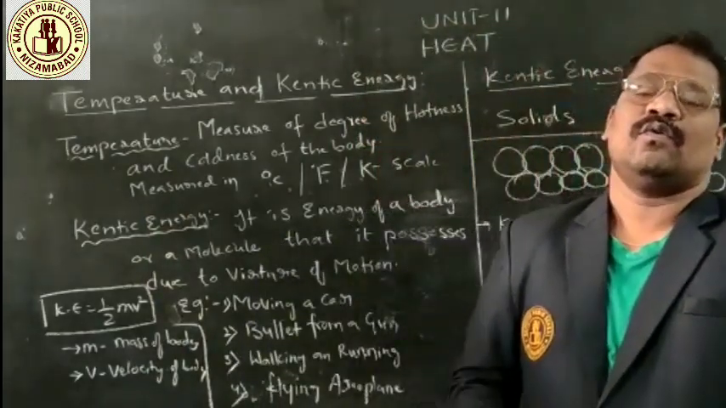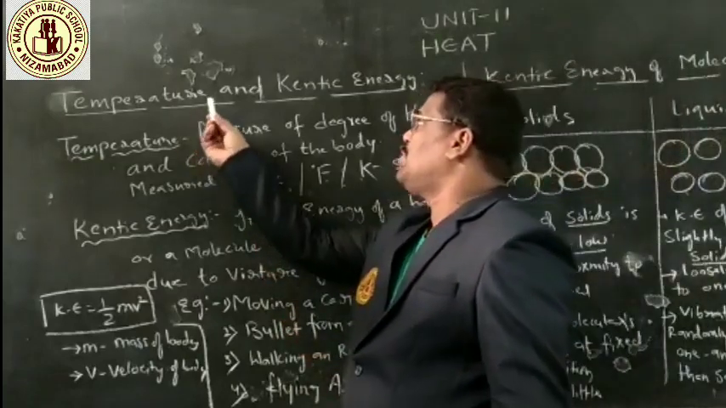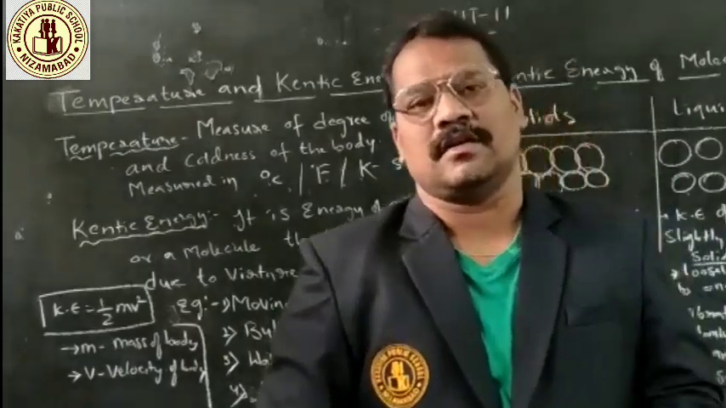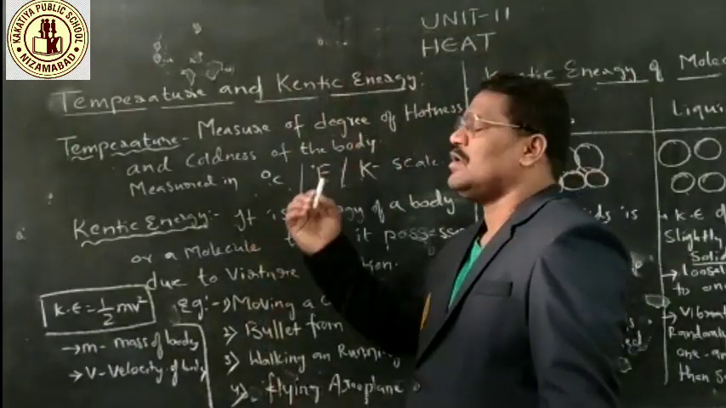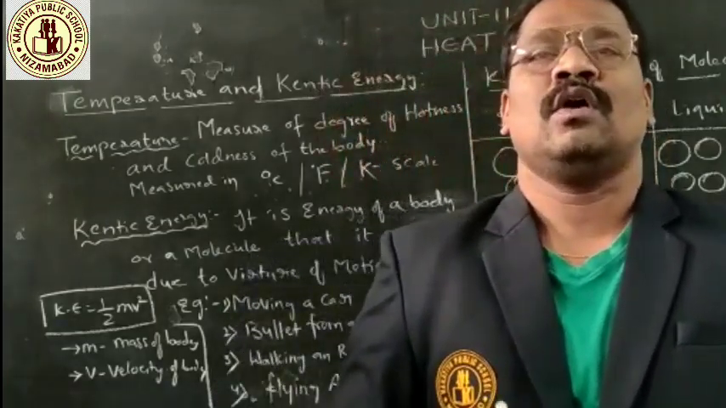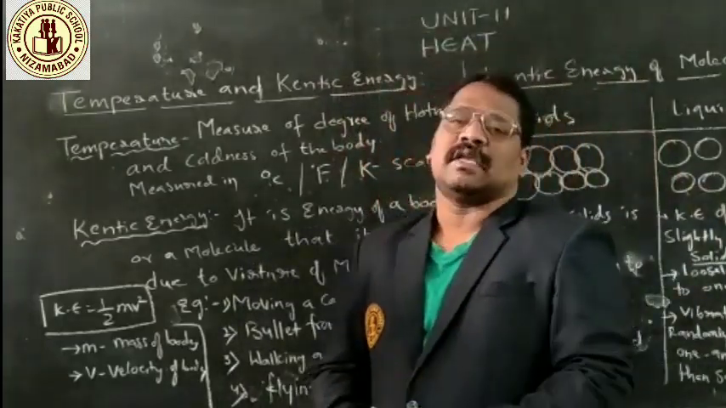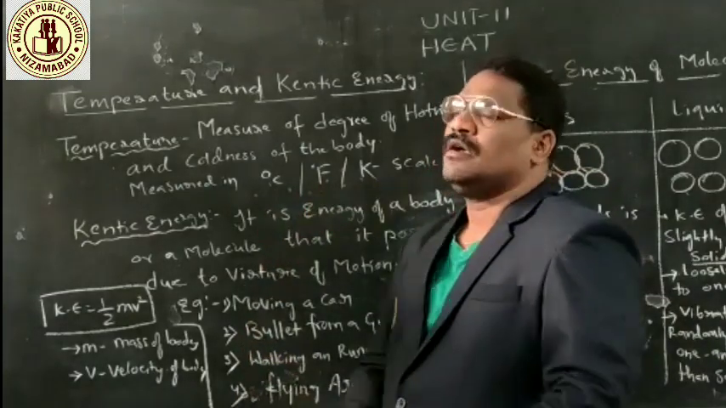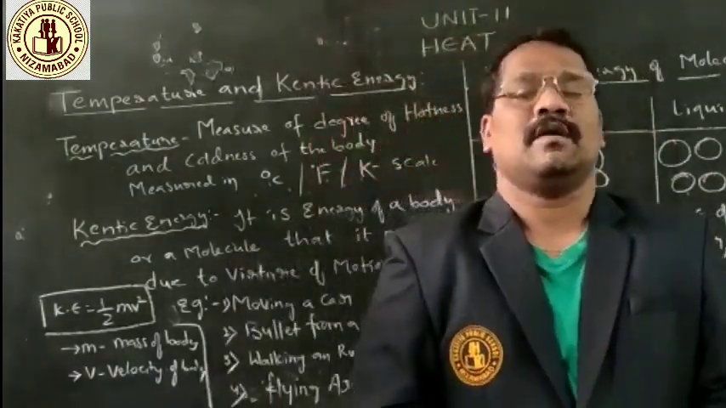Today, we are going to frame an activity based upon one concept called temperature and kinetic energy. What is meant by temperature? It is a measure of the degree of hotness as well as coldness of a body. To measure the temperature of a body, whether it is hot or cool, we use a device called a thermometer, on which a scale is mentioned, such as the Celsius scale, Fahrenheit scale or Kelvin scale. By using a thermometer, we can measure temperature.